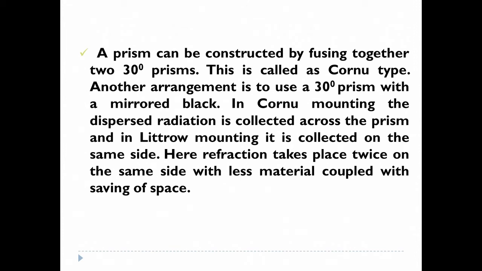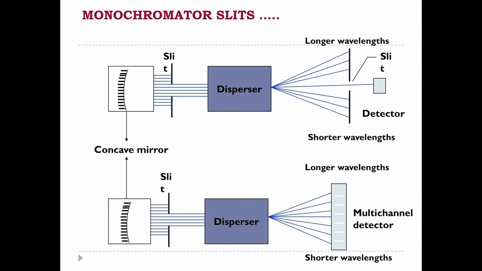Littrow mounting and Cornu mounting. So, here I have monochromator slits, a pictorial presentation. I have a concave mirror here, I have a slit here, radiation is coming through this, I have another mechanical slit, and then it gives me different kinds of wavelengths. And this is my slit, and I can move this slit to different places to collect the top ray, second ray, third ray, fourth ray, fifth ray, like that.